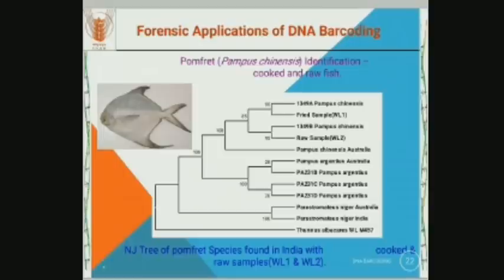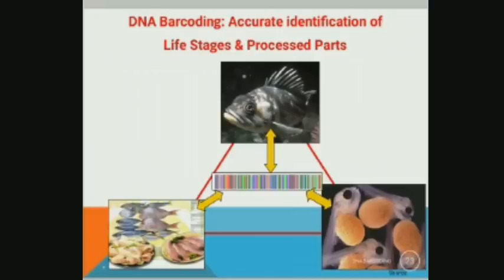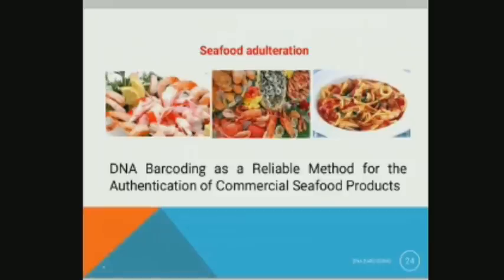So these are some of the examples I'm mentioning of the ways DNA barcoding is useful. As I mentioned earlier, it is not only for accurate identification of full-grown adult fish, which we can identify using morphological parameters. We can also use it to check adulteration and the authenticity of products. And for early larval stages, it is much more difficult to identify using only morphological parameters. In that case also DNA barcoding would be much more useful.